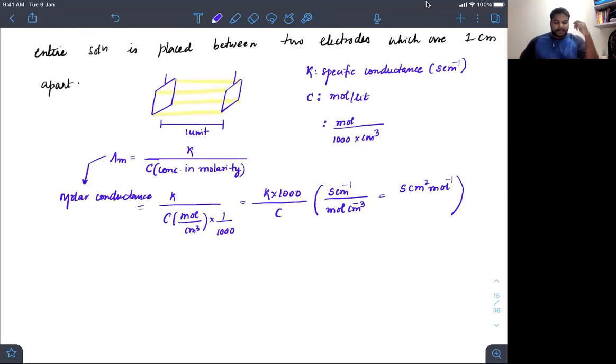Molar conductance is kappa by C. मैं आपको एक केस स्टडी जैसे बताऊंगा तो आपको थोड़ा मोलर कंडक्टेंस के बारे में आइडिया लग जाएगा. ठीक है, एक केस स्टडी जैसा समझते हैं.